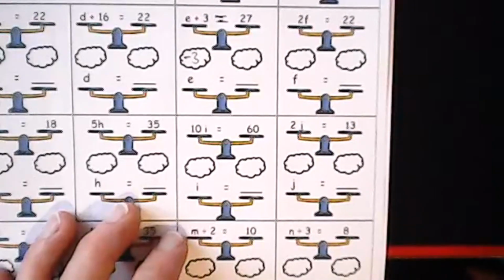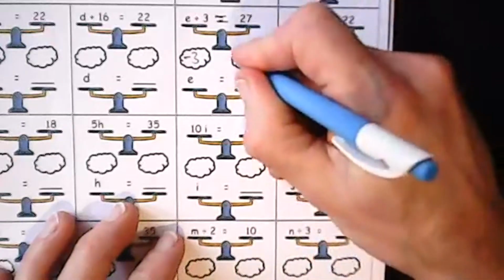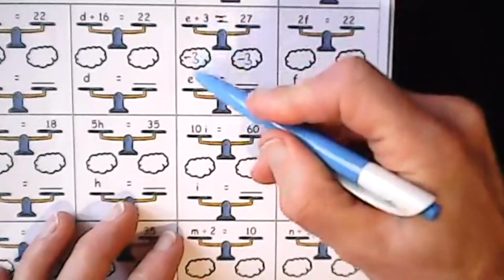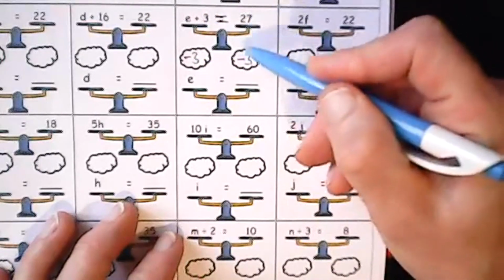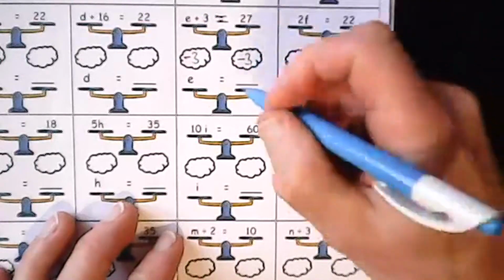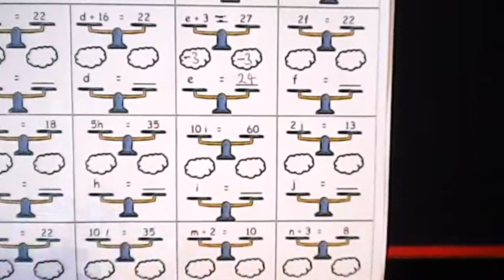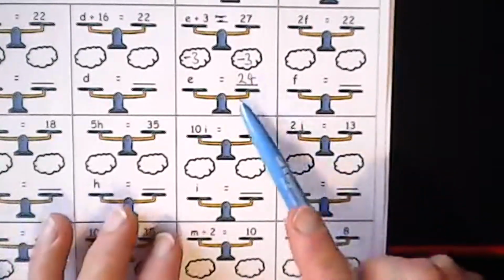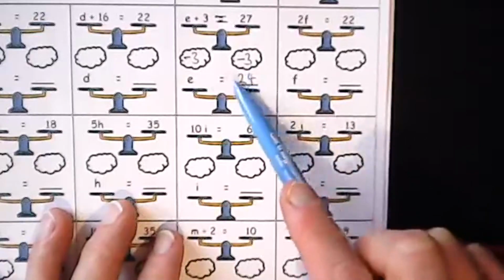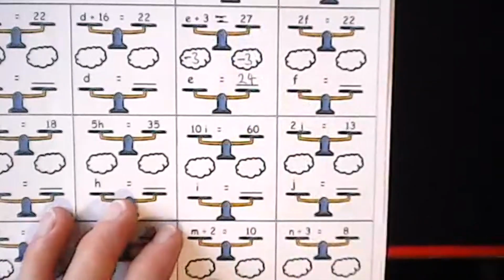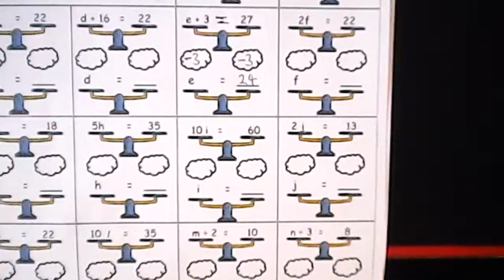But the thing is, I've got to do the same thing on both sides. So this cloud here and this cloud here have got to be the same. So I'll put a minus 3 in there. So plus 3 minus 3 gives me E. 27 minus 3 is going to be 24. And then, as we discussed yesterday as well, a good idea is to take this number here and put it back in the equation, 24 plus 3, and just check it's correct.